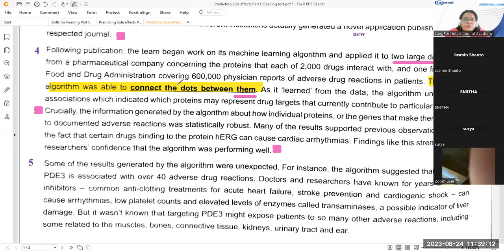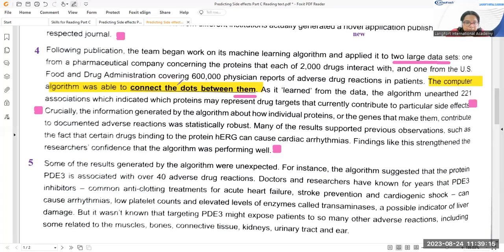Jasmine, your voice is breaking, so let me read it. So we already read that after the results of the study were published, they applied the software to two studies, and they were able to find the connections between both studies. Now the paragraph goes on to say that crucially, most importantly, the information developed by the algorithm about how individual proteins or the genes that make the protein contribute to adverse reaction was statistically robust.